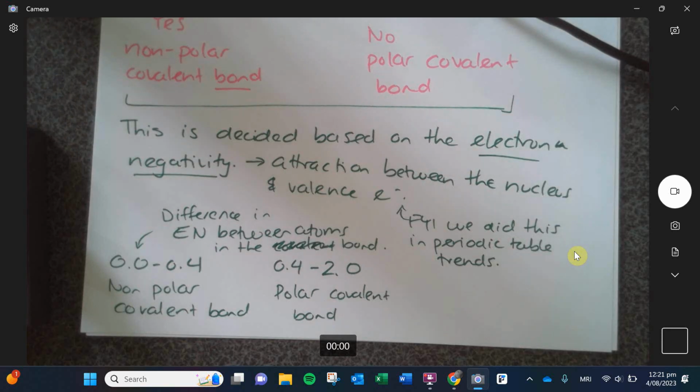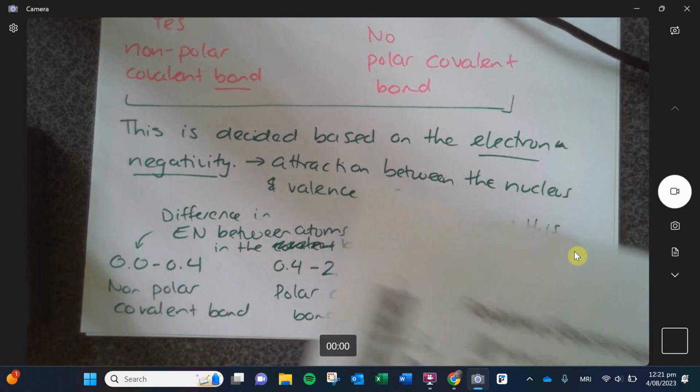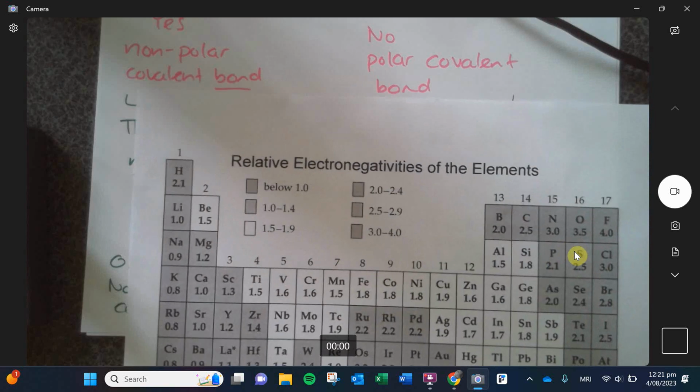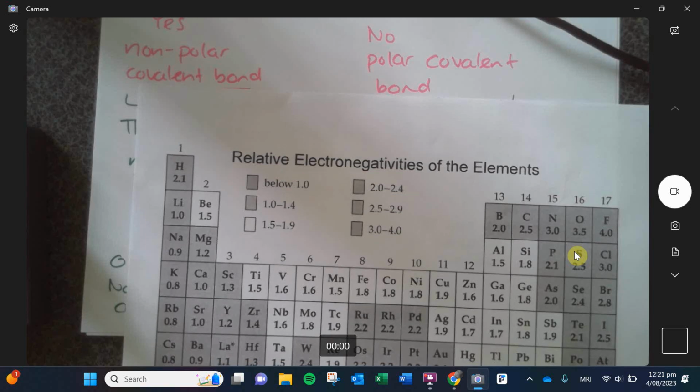So, find an example. For example, now I'm trying to find one. There's a small enough difference. Pretty big differences. All right.